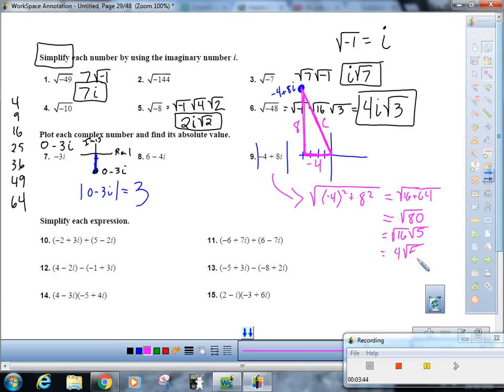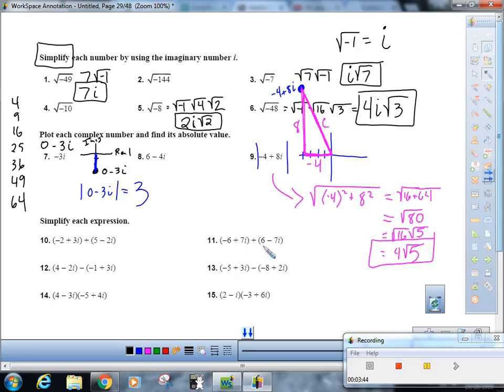4 radical 5. Why doesn't this involve any i's? Because we're talking about a distance, and distances are real numbers. Okay? We okay so far? That's right, it was confusing, but it's okay. We can get it. All right, here, this is just combined like terms.